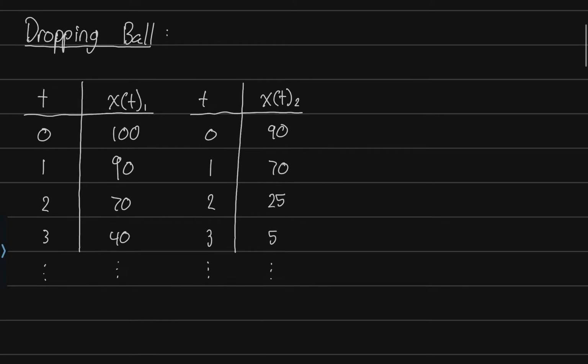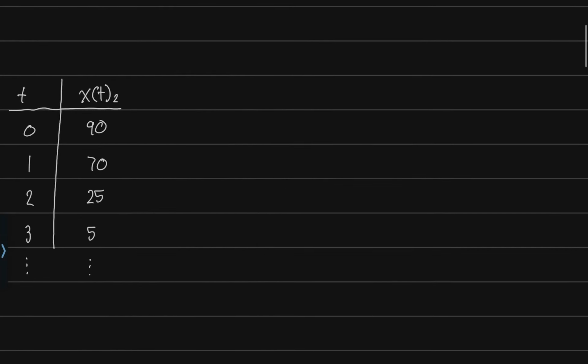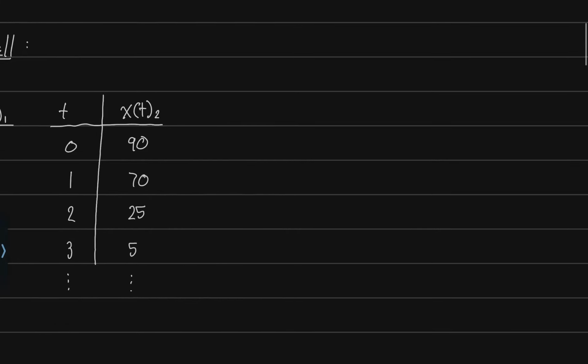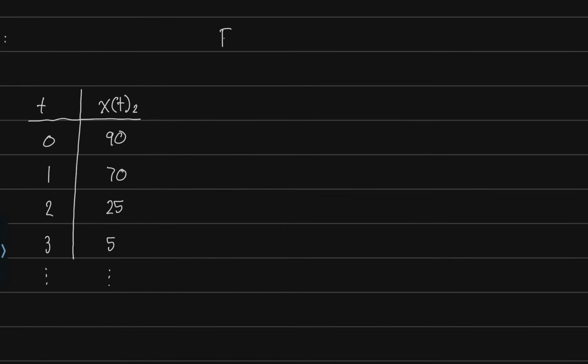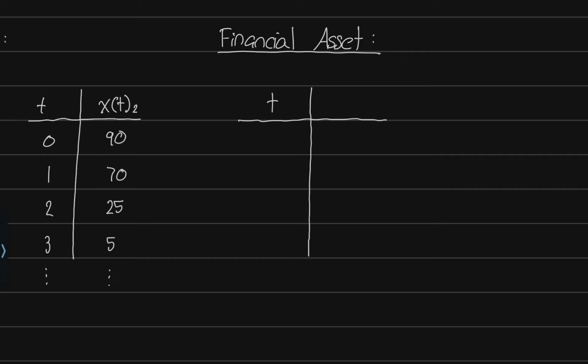Now that we've done that, we can discuss the other part of this analogy, which is going to be a financial asset, or a stock price. And how can I represent this? Well, I can represent it in the same exact way. Let's say I have a table of my independent variable time and my stock price as a function of time, and let's call this S of t1. And this can be any stock you so choose, right?